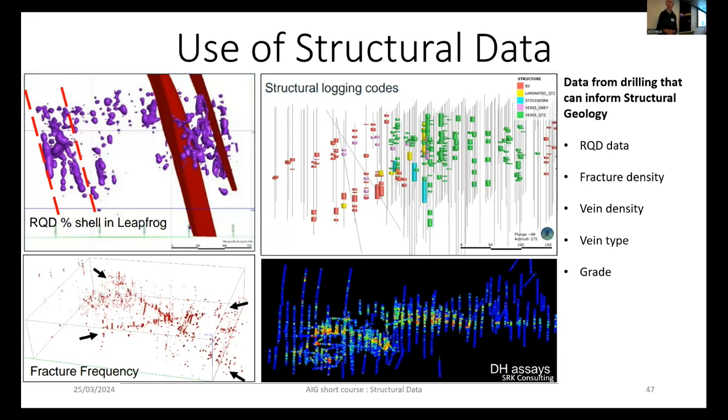And then obviously grade. When you look at a grade model or at grade in a Leapfrog model like this, you can see the grade is associated with something that might be a structure. You can go back to the core or even the RC chip logging and try and figure out, is it associated with a structure? What does that structure look like? So sometimes grade can give you some structural data as well, which is confident enough for you to develop a fault and model a fault in a 3D model.